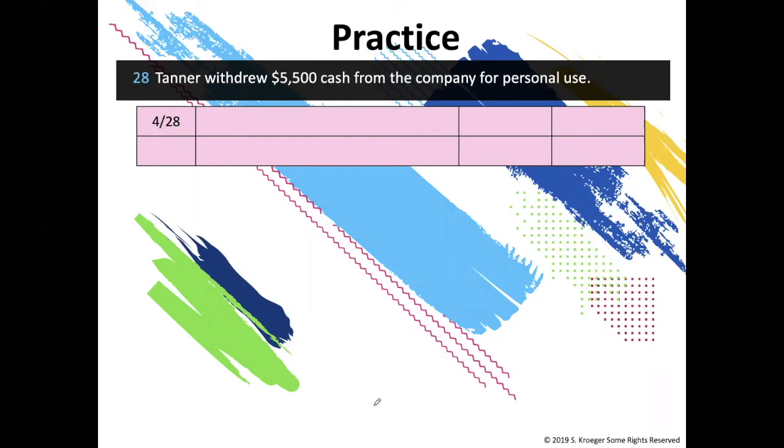Also, owner's withdrawal account can only be what? Right? Remember, it can only be a debit account. So we have Tanner withdrawals of $5,500 as a debit. Cash gets the credit of $5,500. Right? Withdrawals has to be a debit. Cash is decreasing, so we show that as a credit.